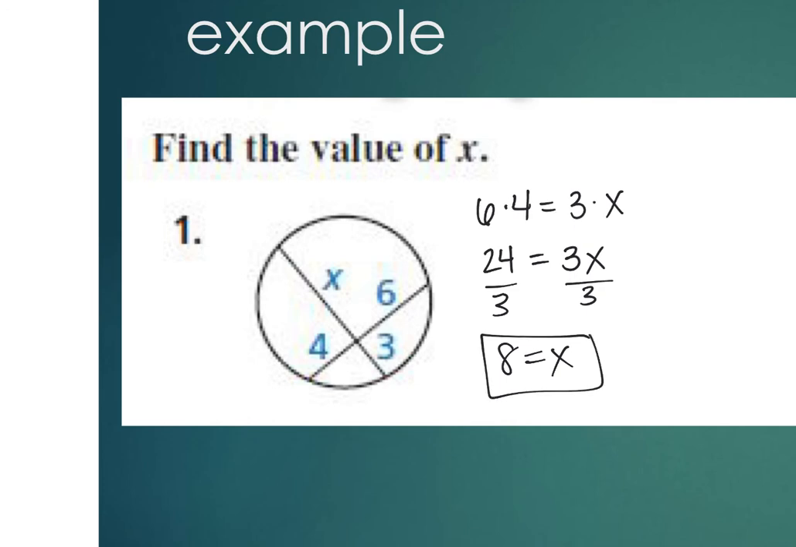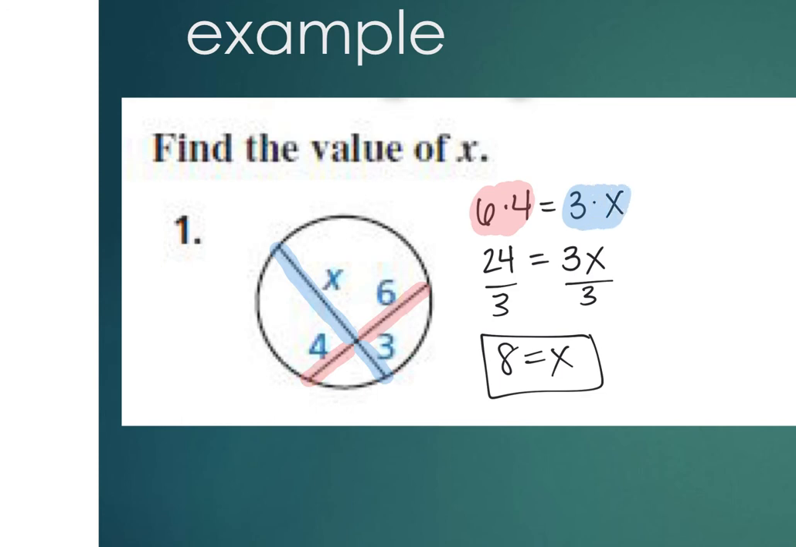Okay, so I'm going to go ahead and highlight the portions. Remember, the 4 and the 6, do you see they were part of the same chord? That's why they get multiplied together. And then the x and the 3 are part of the same chord. That's why those two get multiplied together.